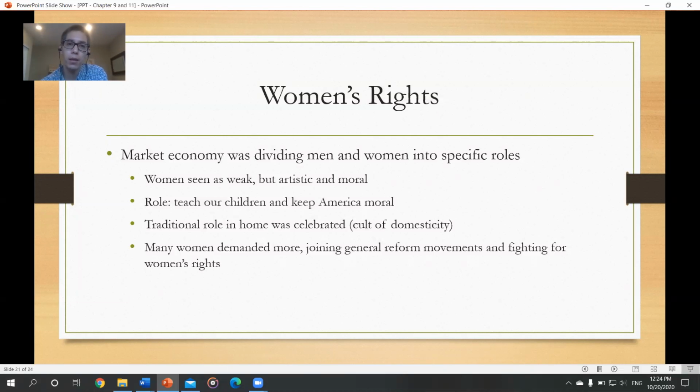As the market economy, which remember was the increased economic growth during the 1800s because of new inventions like the cotton gin and new transportation systems like canals and roads, was dividing men and women into certain roles. Men were supposed to be the workers, and women were seen as weak, but also maybe more artistic and moral. This was sometimes called the cult of domesticity. Now that role might be at home, but because women are more spiritually and morally superior, they have a role to teach our children to keep America moral. And so again, that traditional role in the home was celebrated.